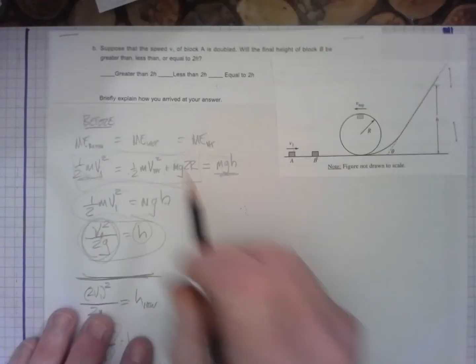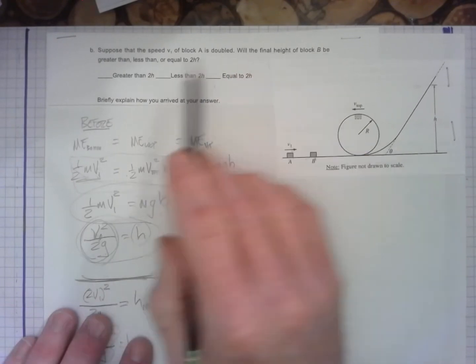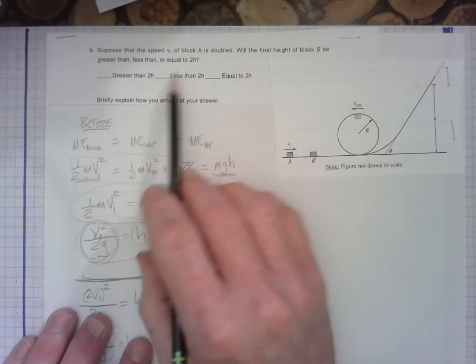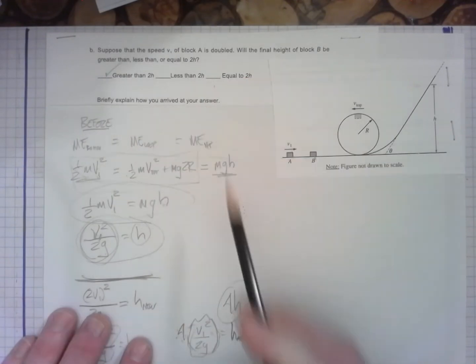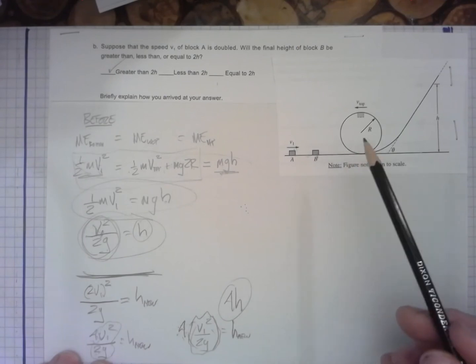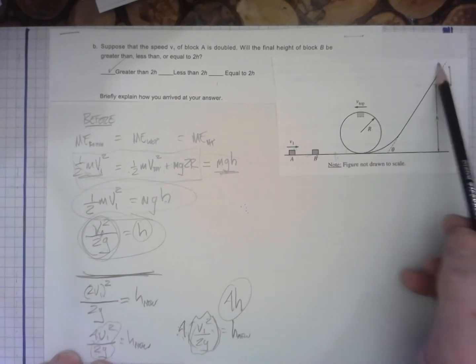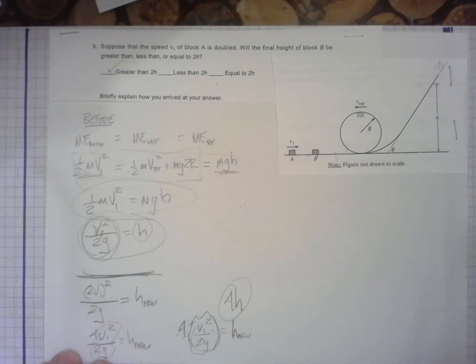So what do they say? Suppose the speed is doubled. Will the final height of block B be greater than, less than, or equal to 2h? It should be greater than. And your quick way is saying if you double the velocity, you're going to quadruple the kinetic energy. So it's going to quadruple the potential energy up here. That would be the quick way to do it.